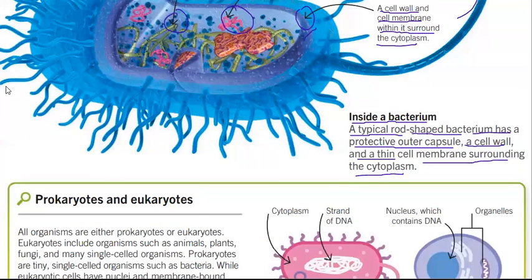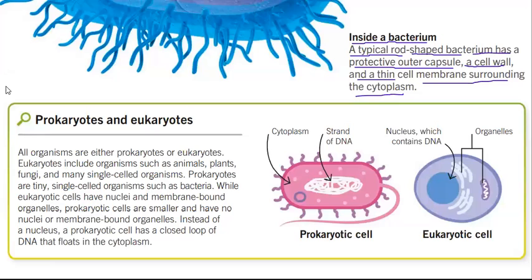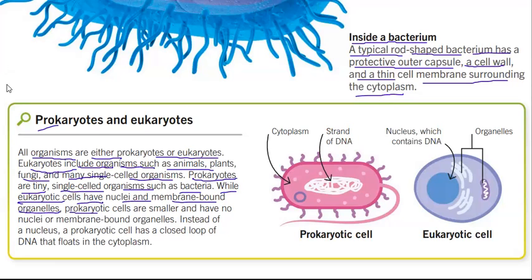Next, prokaryotes and eukaryotes, how they are differentiated. All organisms are either prokaryotes or eukaryotes. Eukaryotes include organisms such as animals, plants, fungi, and many single-celled organisms. But prokaryotes are tiny single-celled organisms such as bacteria. While eukaryote cells have nuclei and membrane-bound organelles, prokaryote cells are smaller and have no nuclei or membrane-bound organelles. Instead of a nucleus, a prokaryotic cell has a closed loop of DNA that floats in the cytoplasm.